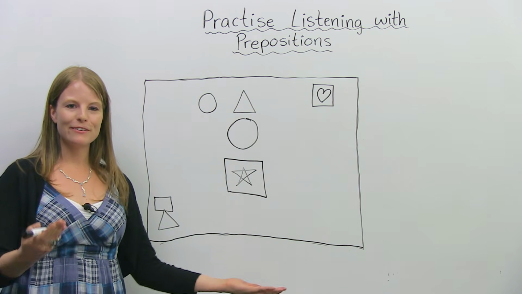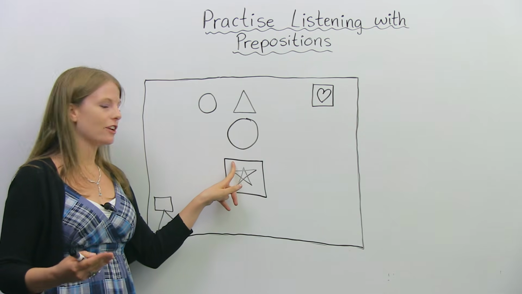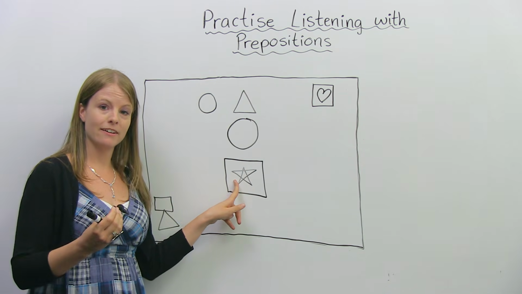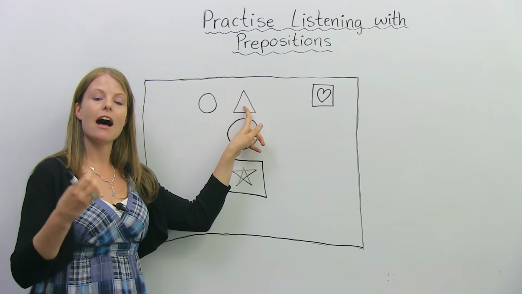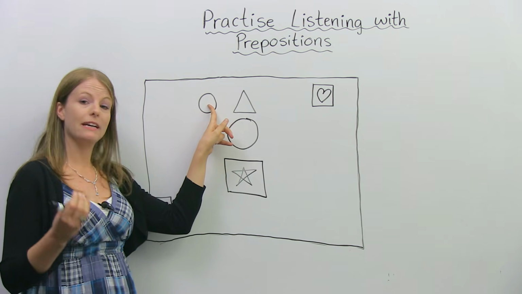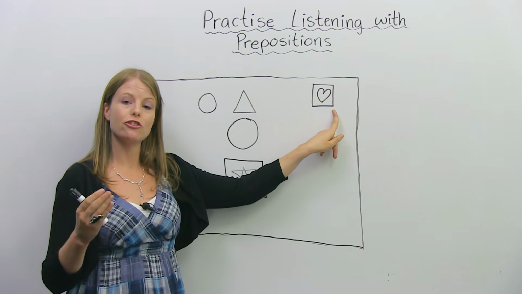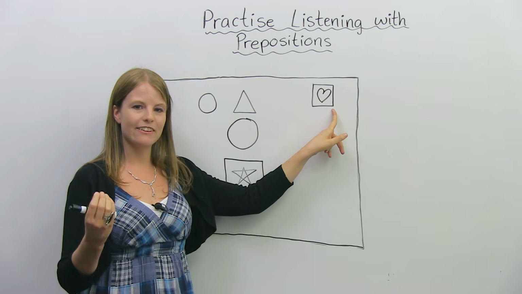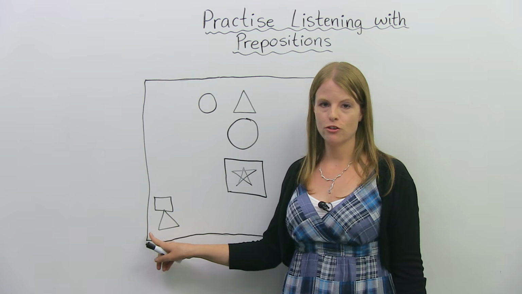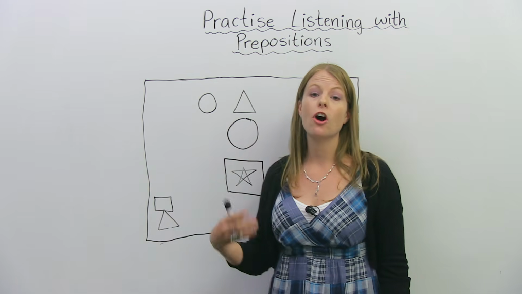Ta-da! So this is what your paper should look like. You should have a circle in the center. You should have a square here. There should be a star inside the square. There should be a triangle above the circle. To the left of the triangle, there should be a circle. In the top right corner, there should be a square. And inside the square, there should be a heart. And finally, in the bottom left corner, there should be a triangle with a square on top of it.